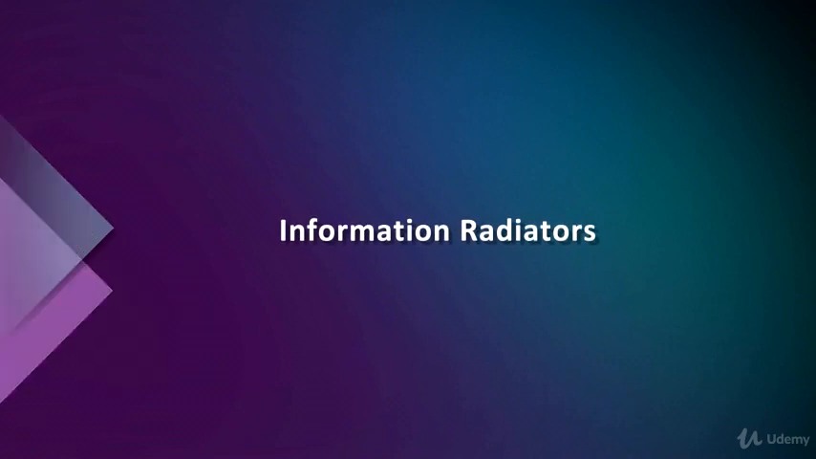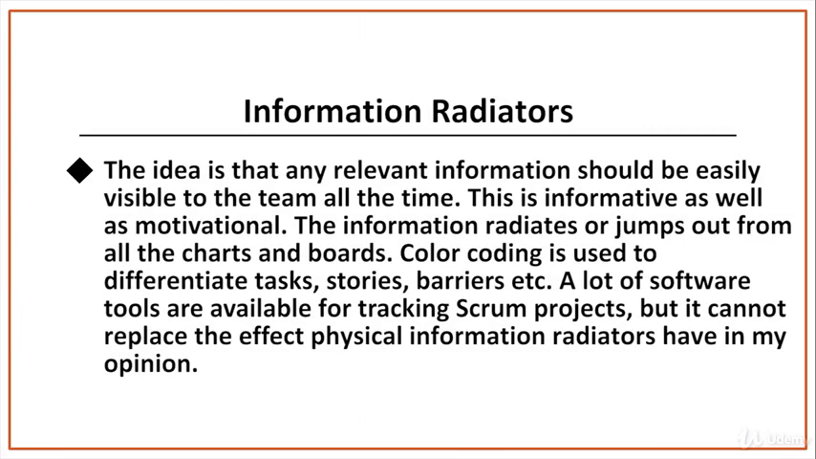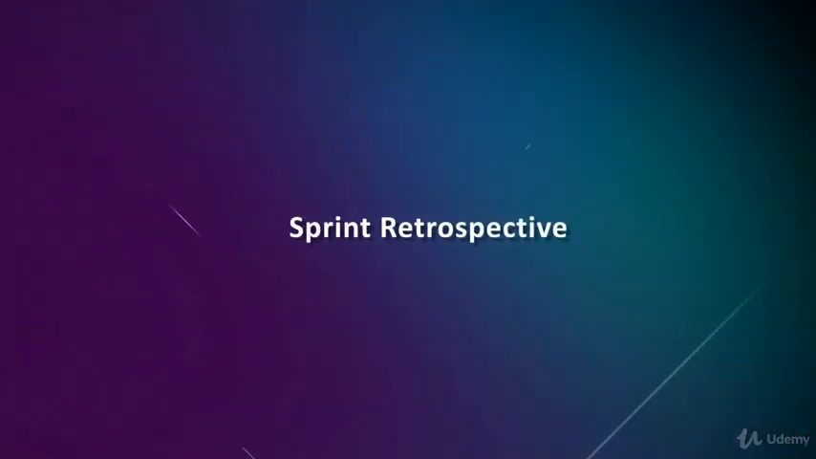There are also information radiators. The Scrum artifacts are displayed throughout the area where the team sits and works. These include storyboards, backlogs, burndown charts, barrier section, architecture maps, designs, etc. The idea is that any relevant information should be easily visible to the team all the time. This is informative as well as motivational. The information radiates or jumps out from all the charts and boards. Color coding is used to differentiate tasks, stories, barriers, etc. A lot of software tools are available for tracking Scrum projects, but it cannot replace the effect physical information radiators have, in my opinion.